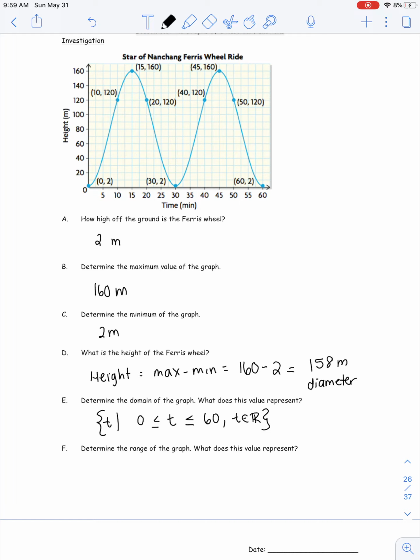And determine the range. The range is from the lowest to highest point. So this is using our minimum and maximum. So h for height, where h is greater than or equal to 2, but less than or equal to 160 meters, and h is a real number. In this case, I'll use h for consistency.